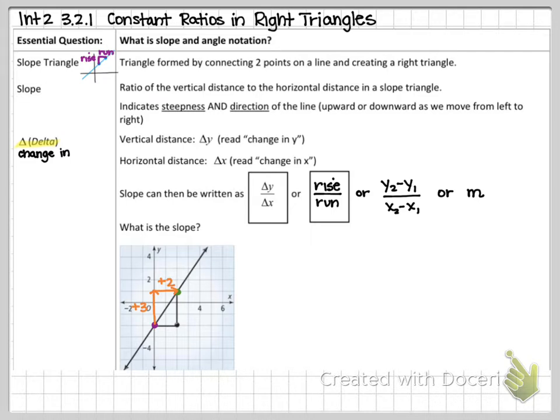So the slope for this is going to be the rise, or the change in y, over the run, which is the change in x. Now we know that a positive divided by a positive is just a positive. So tiny bit of review on that.